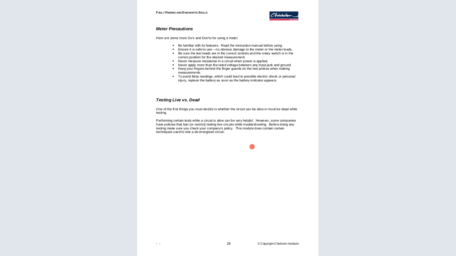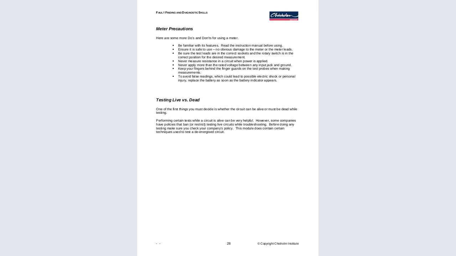Then never measure resistance in a circuit when power is applied. Never apply more than the rated voltage between any input jack and ground. Keep your fingers behind the finger guards on the test probe when making the measurements. And again, avoid false readings, which could lead to personal injury. So those are ways of how to use the meter properly.